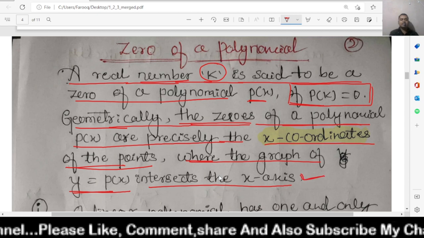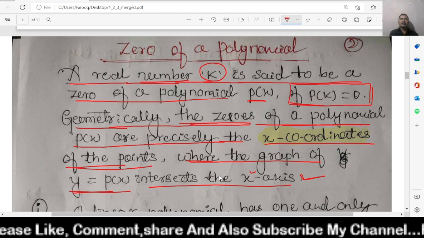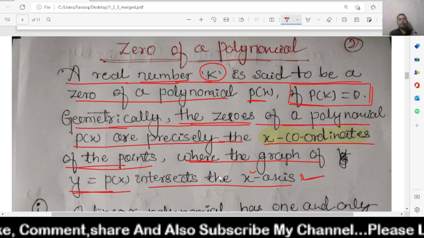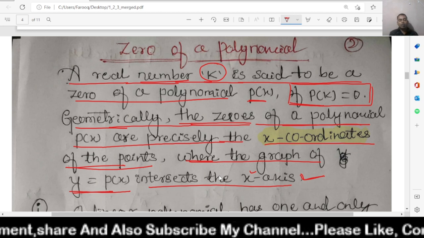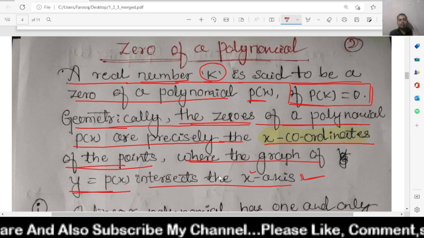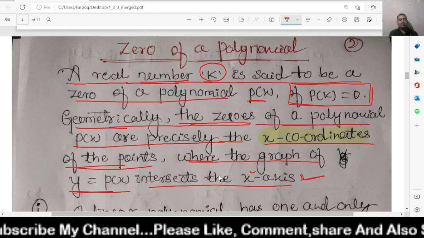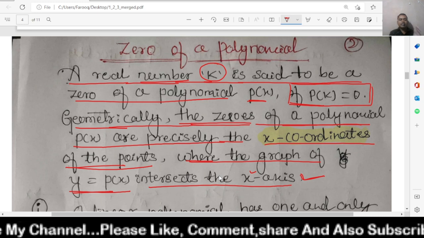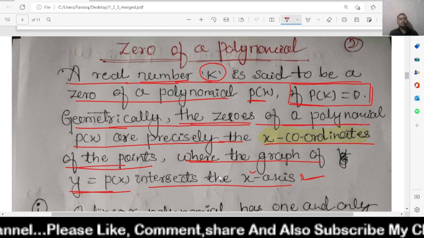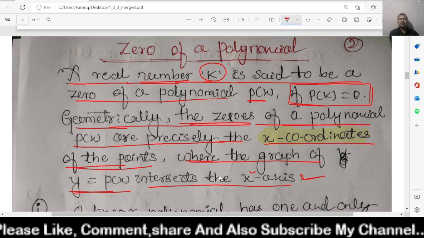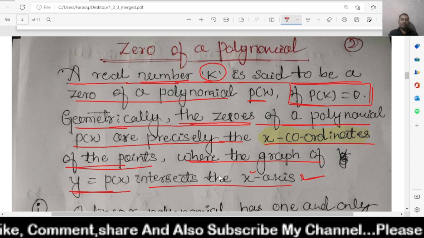If it intersects the x axis, then it is very easy to find the zeros. If it intersects the y axis, then there are no zeros of the polynomial. It must intersect the x axis. Then we can easily calculate the zeros of the polynomial graphically.